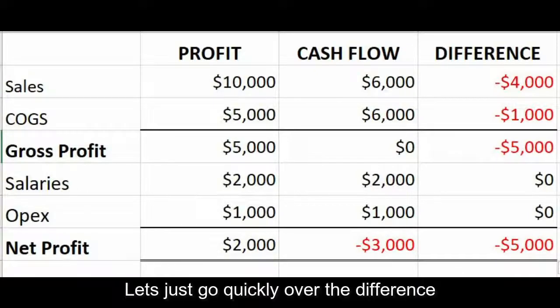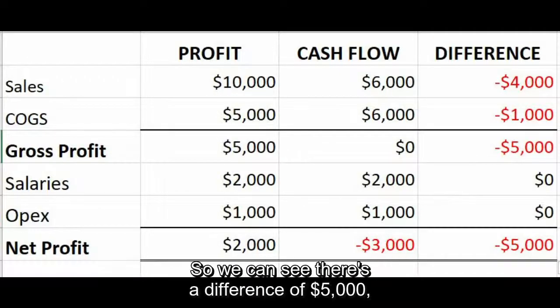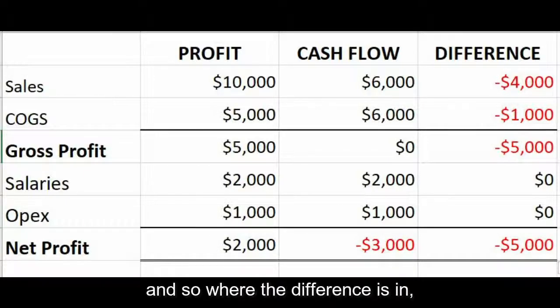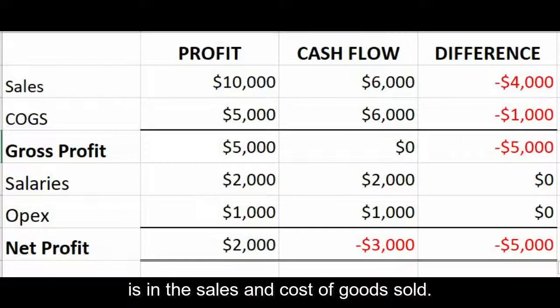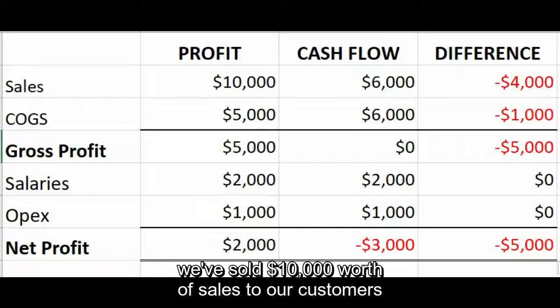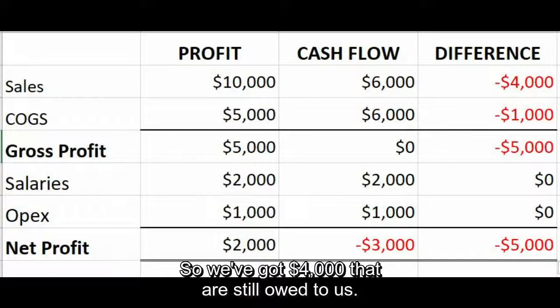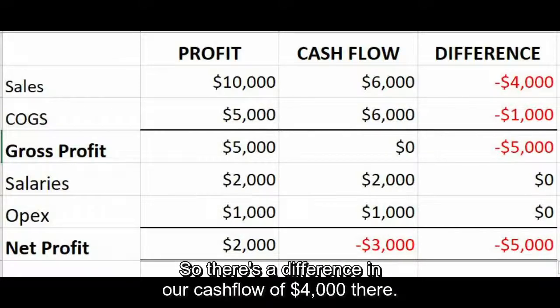Let's just go quickly over the difference between profit and cash flow in this example again. So we can see there's a difference of $5,000, and where the difference is, is in the sales and the cost of goods sold. So if you look at the sales, in the profit column, we've sold $10,000 worth of sales to our customers on account. However, only $6,000 have been paid to us. So we've got $4,000 that are still owed to us. So there's a difference in our cash flow of $4,000 there.